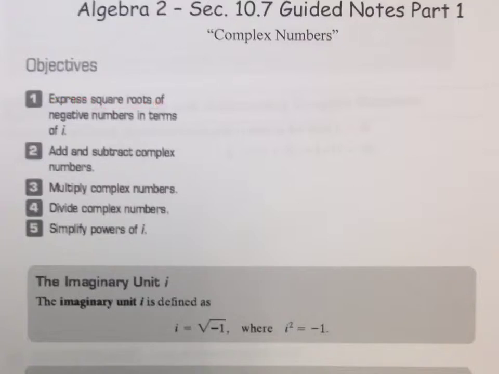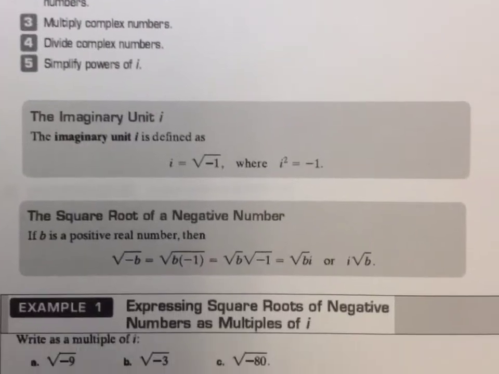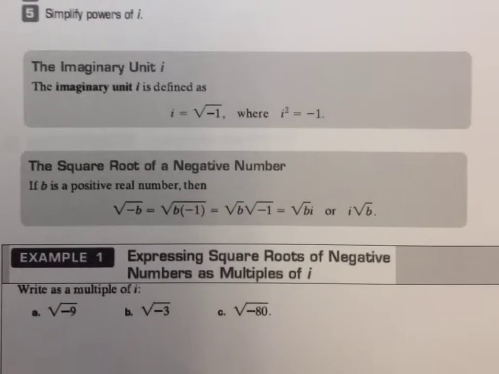Express square roots of a negative number in terms of I. This means we're going to define what a negative square root means, and we can now take the square root of a negative number instead of it just being not real. And then 2, we're going to add and subtract complex numbers, and we'll get into what complex numbers are in just a second. So let's look at imaginary unit I, a couple of definitions here.